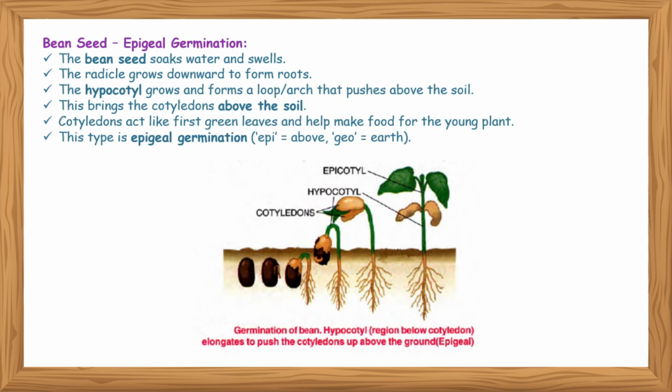Bean seed, epigeal germination. The bean seed soaks water and swells. The radicle grows downward to form roots. The hypocotyl grows and forms a loop or arch that pushes above the soil. This brings the cotyledons above the soil. Cotyledons act like first green leaves and help make food for the young plant. This is epigeal germination. This is the image showing the mode of epigeal germination of bean.